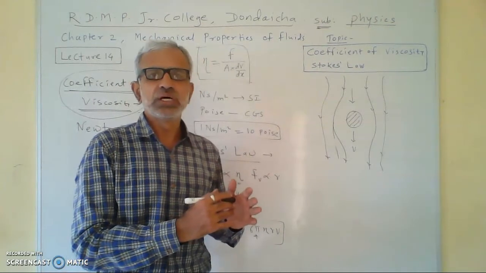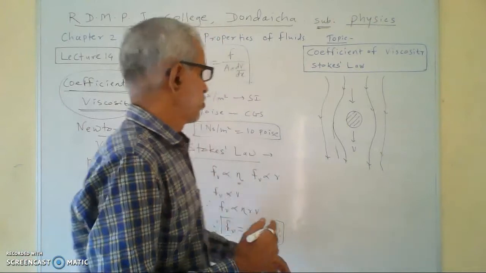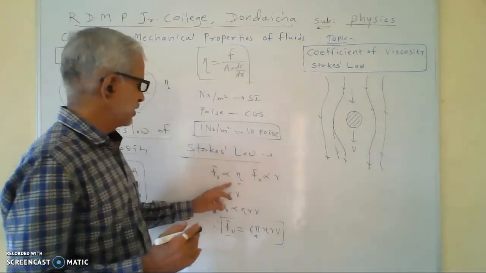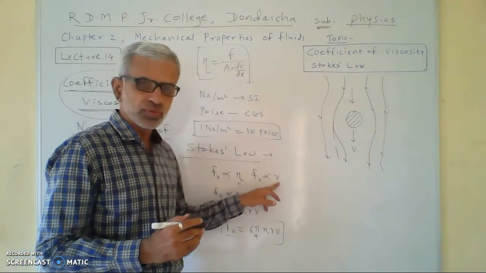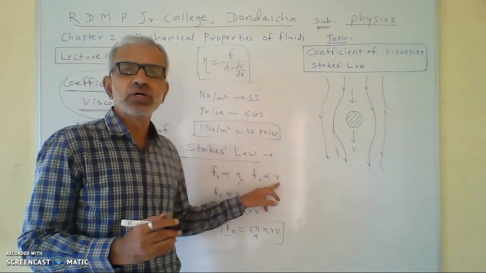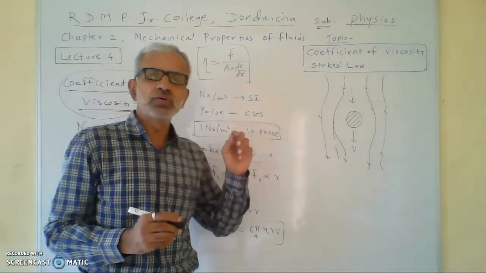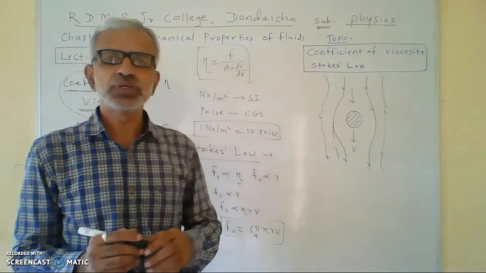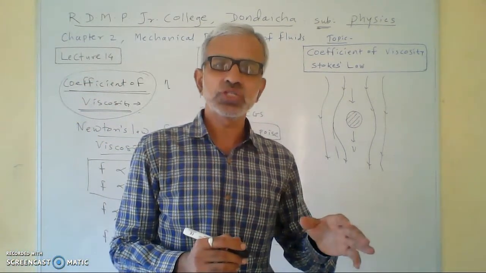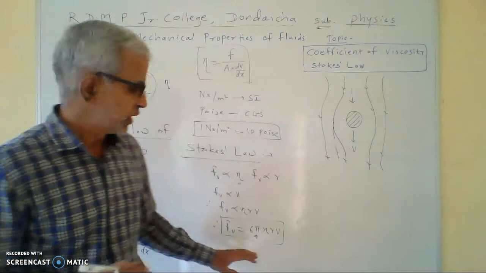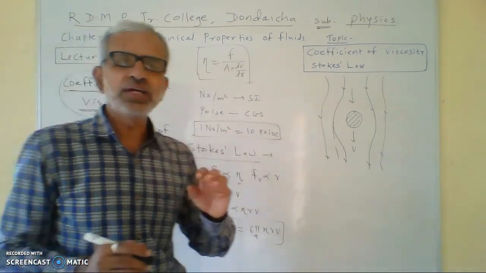So this is the Stokes law, and according to Stokes law, the viscous force is directly proportional to the coefficient of viscosity. It is directly proportional to the radius of the small sphere, and it is directly proportional to the constant velocity of the sphere, which is also called the terminal velocity. And this is the formula of the Stokes law. So this is the end of the Stokes law.